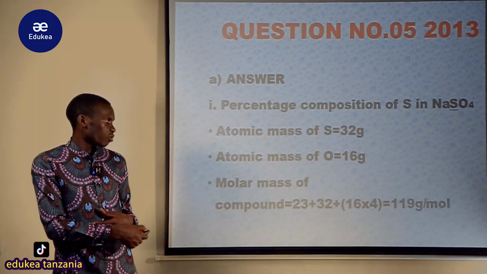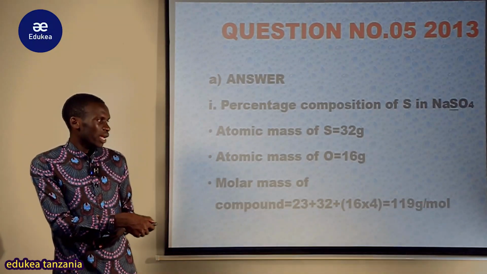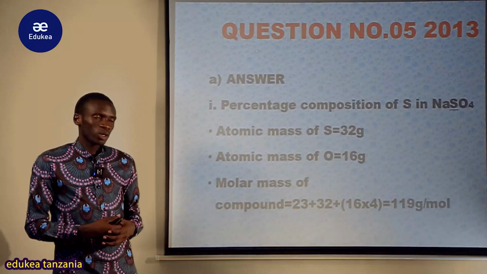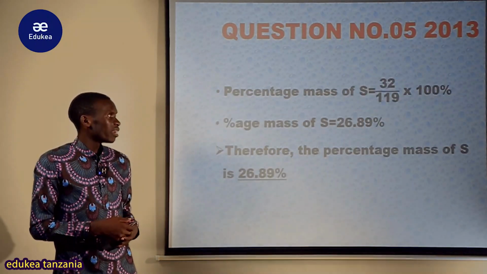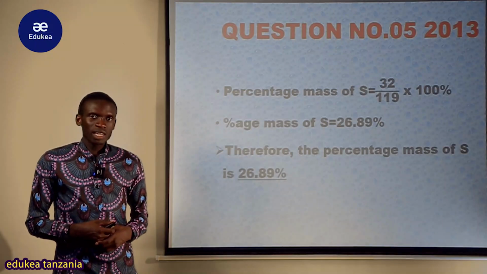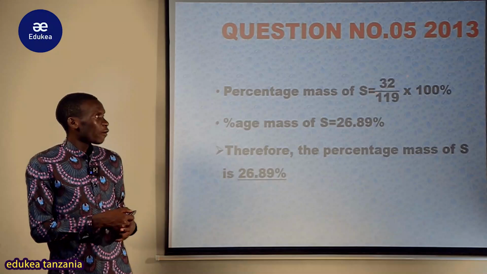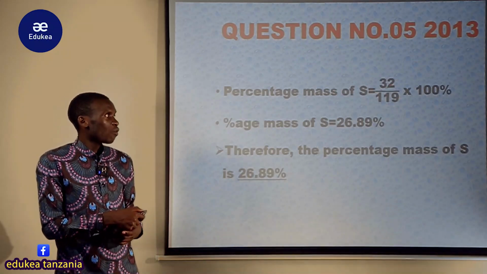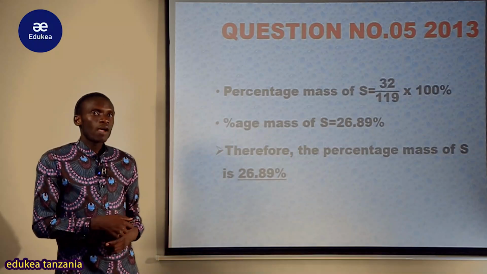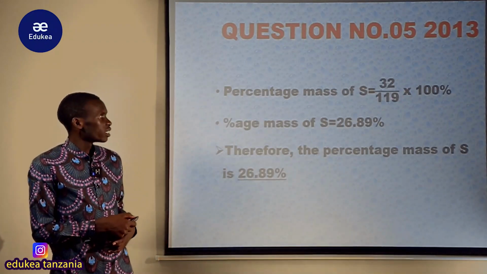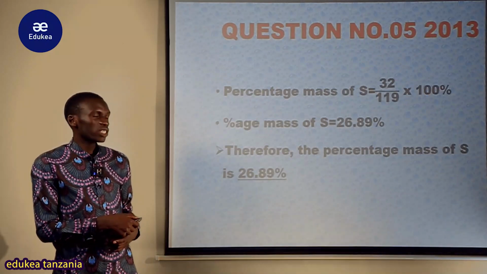So this will be the molar mass of sodium sulfate, which is equal to 119 gram per mole. After then we come to determine the percentage composition of sulfur. As we said, to determine the percentage mass of sulfur, we take the atomic mass of sulfur over the total mass of the compound times 100%. 32 over 119 times 100%.